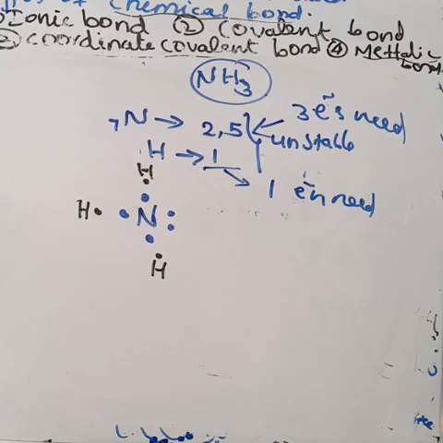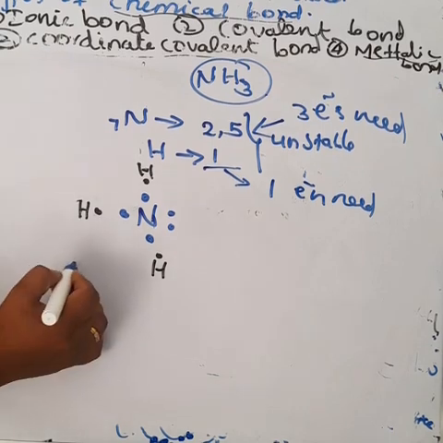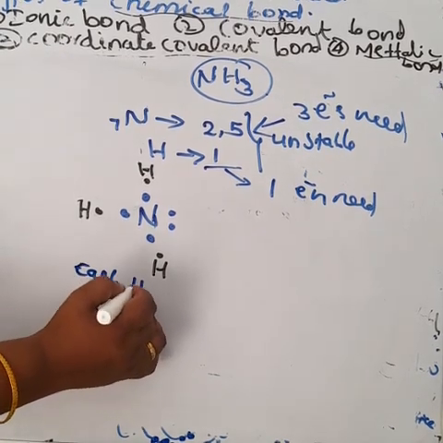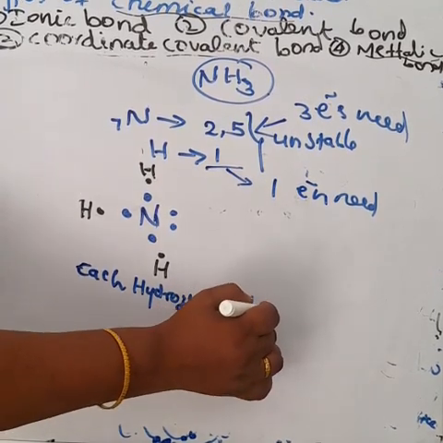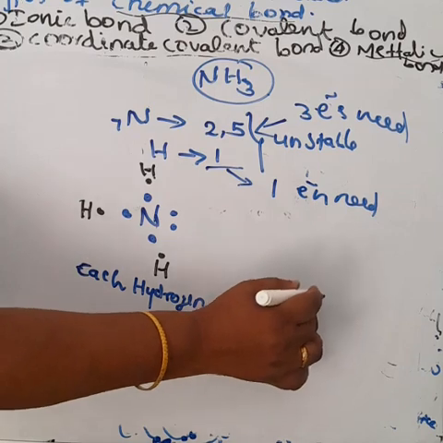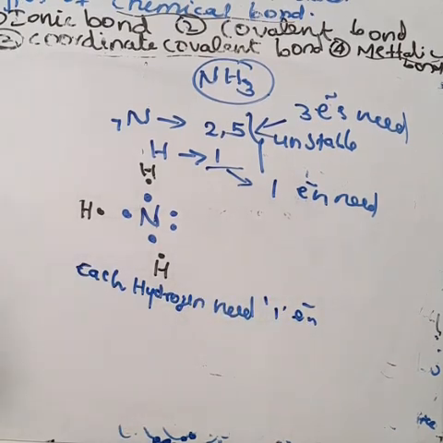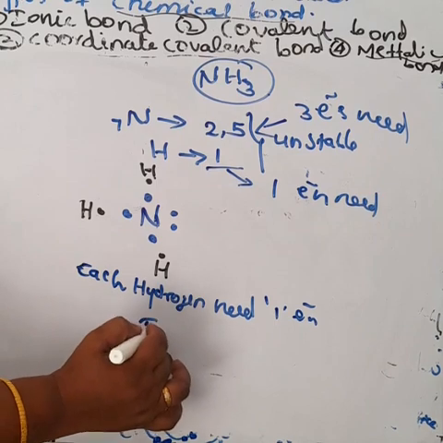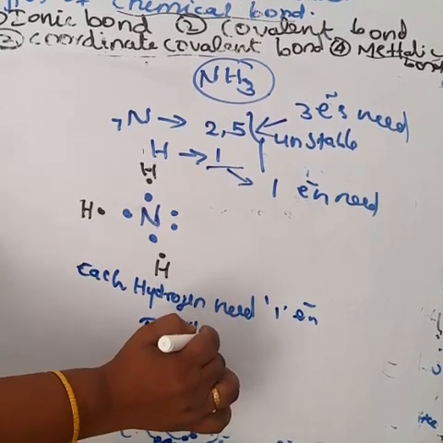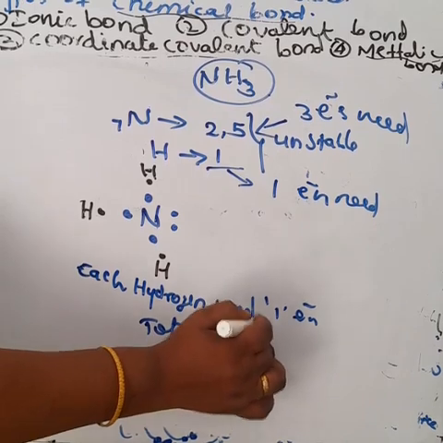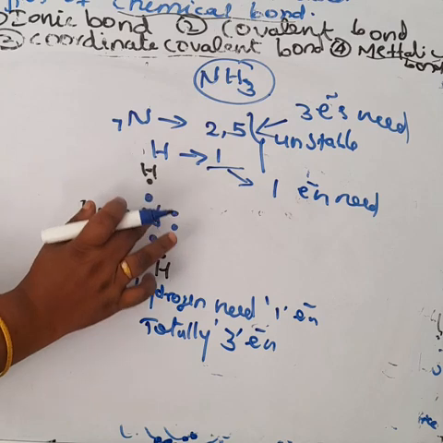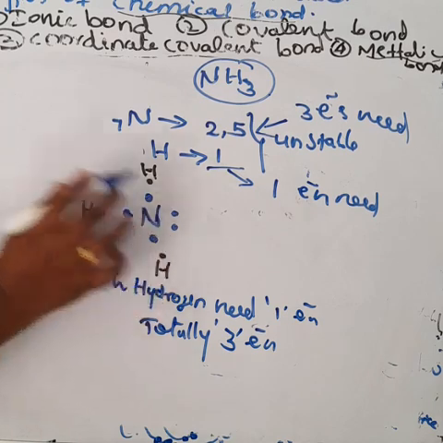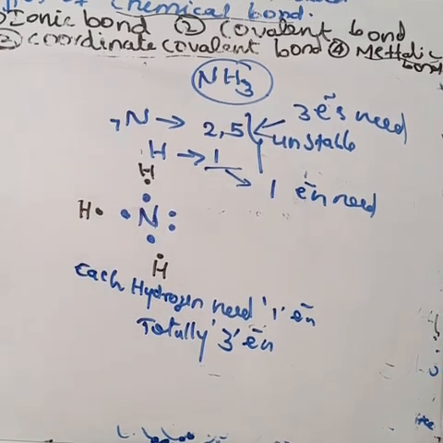Okay. Each hydrogen atom needs 1 electron. Totally 3 electrons are needed for the 3 hydrogen atoms, to get the stable duet or doublet configuration. But the nitrogen atom needs 3 electrons to get the stable octet configuration.